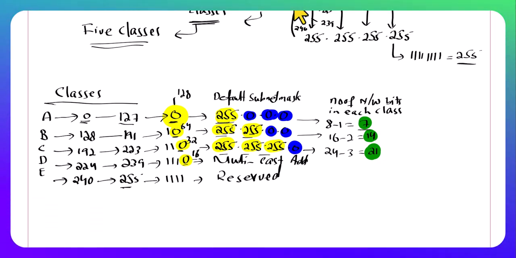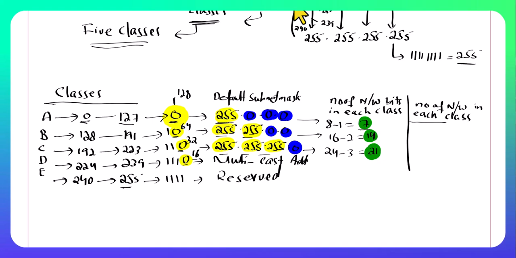If you want to find out the number of networks in each class, like class A will provide us how many networks. In order to find out the number of networks, we use a formula. I will write the formula here.